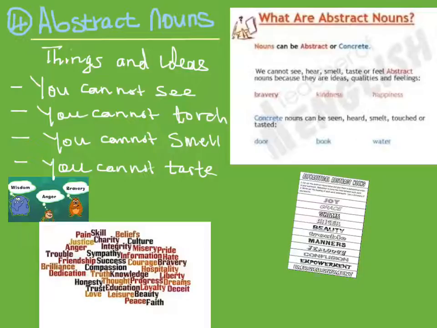From this list ahead of you here, you can see a lot more of them: pain, skill, charity, belief, culture, compassion, success, company. These are very good examples of abstract nouns. Okay, we can call them examples of abstract nouns.